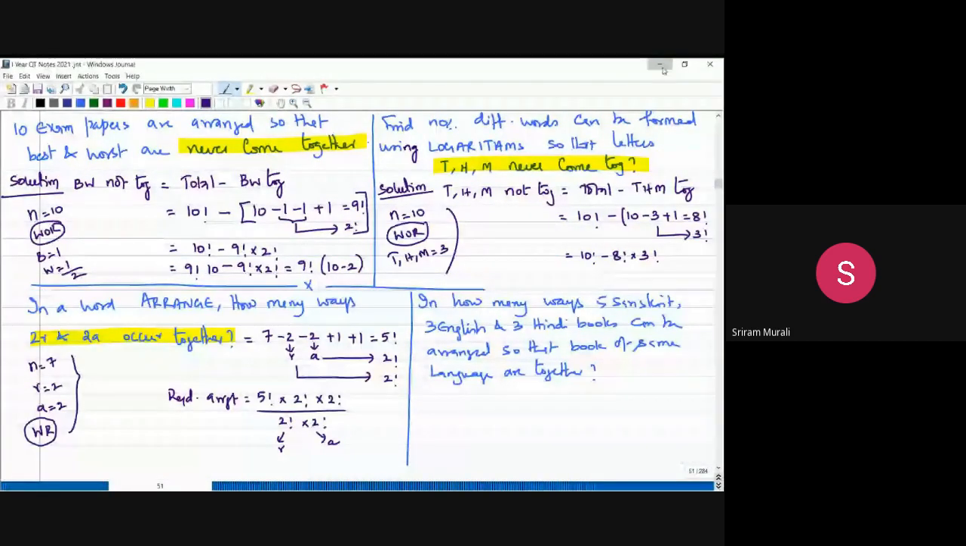Have you all understood? Sir, can you say this again? Because of repetition, we are dividing this. There was no repetition in the first 3 cases. I mean, the first 3 problems.